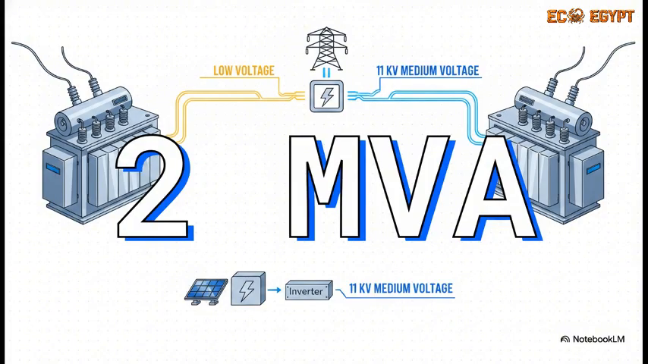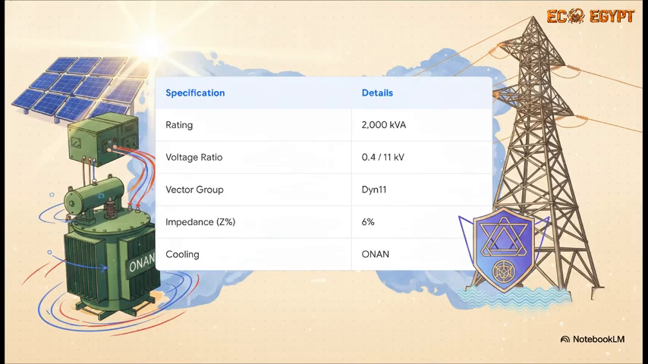The plant's architecture is actually split across two independent, heavy-duty transformer stations. Each of these stations is rated at 2 megavolt amperes. Their entire job is to step up that low voltage coming from the inverters all the way up to the 11 kilovolt medium voltage that the local utility network demands. Now, take a look at the specific engineering parameters they chose here. As we mentioned, they're stepping the 0.4 kilovolt inverter output up to an 11 kilovolt grid connection.